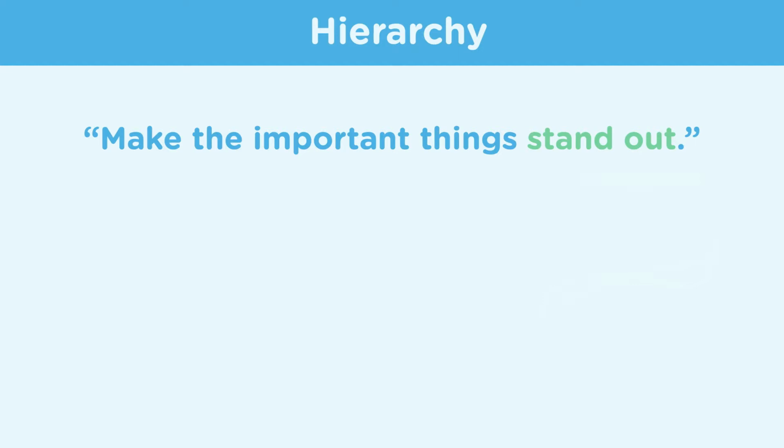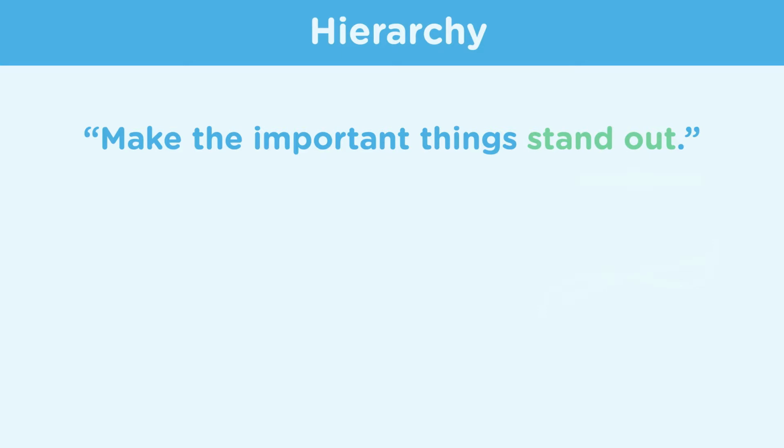Next is hierarchy. Hierarchy is about making the important things stand out and the less important things fall back. The reason why this is important is because you want the viewer to immediately get the main part of your message without doing much work. You don't want them to do much work because if they have to think too hard about what the message actually is, they're just going to move on to something else.